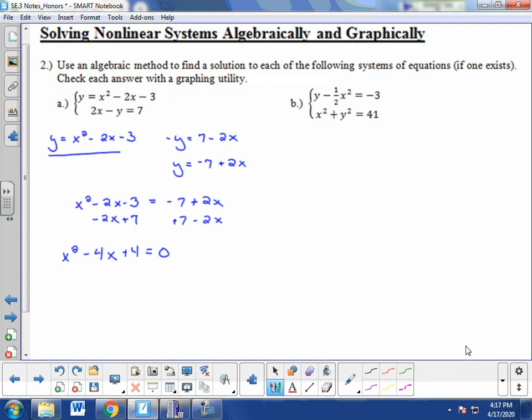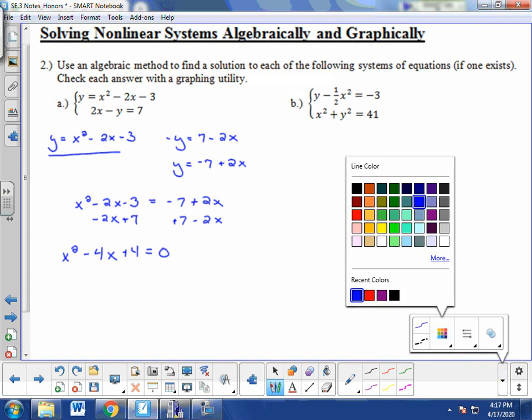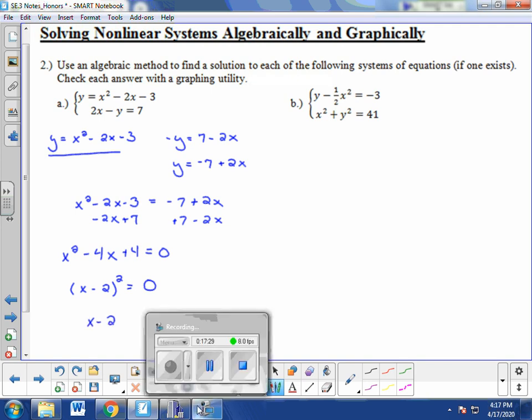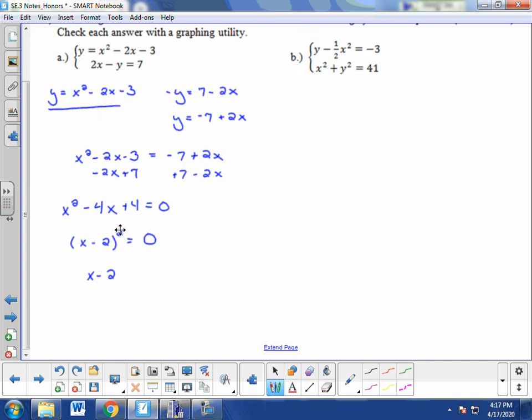What I can do now is simplify this equation on the left side. It does factor, so I can factor this down into x minus 2 and x minus 2. So x minus 2 quantity squared would equal 0. Negative 2 squared is 4, and negative 2 plus negative 2 is negative 4. If I want to solve this, I can square root both sides. The square root of a square is just the expression inside the square, so the square and square root cancel out. The square root of 0 is just 0. Now I can add 2 to both sides and get that x equals 2.